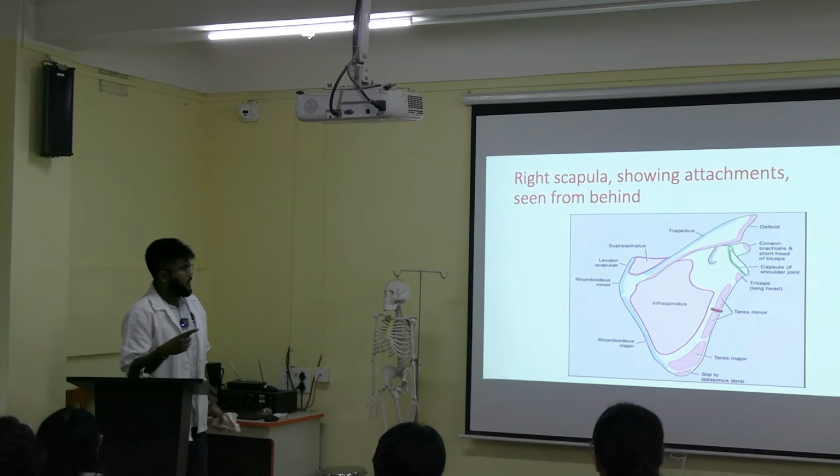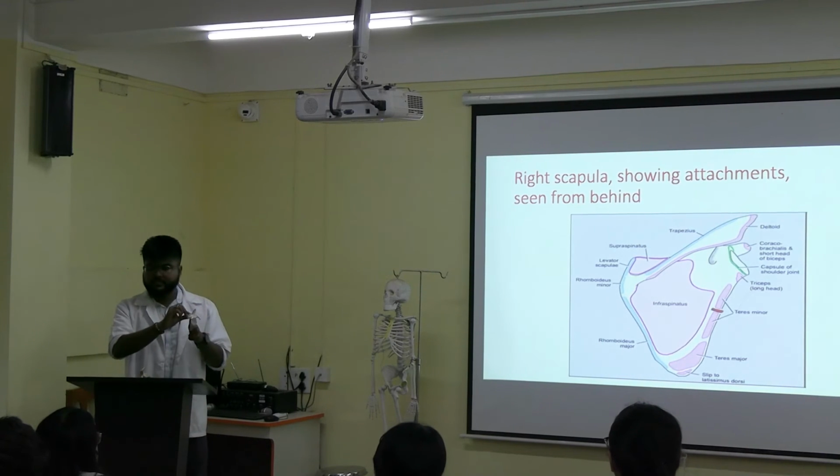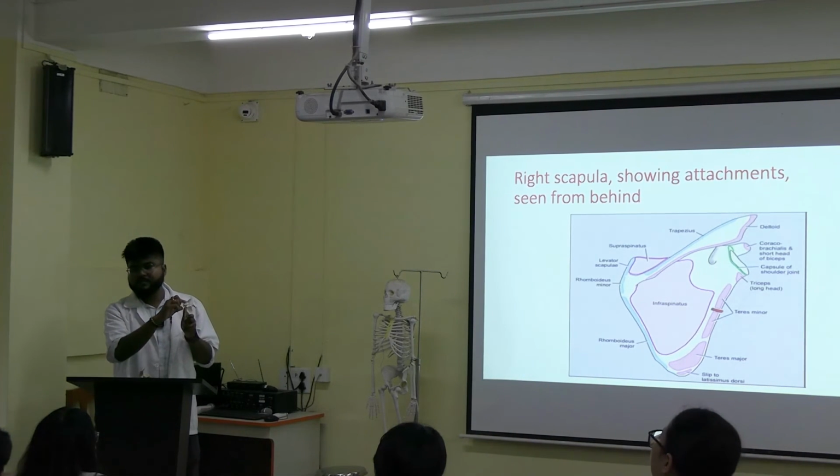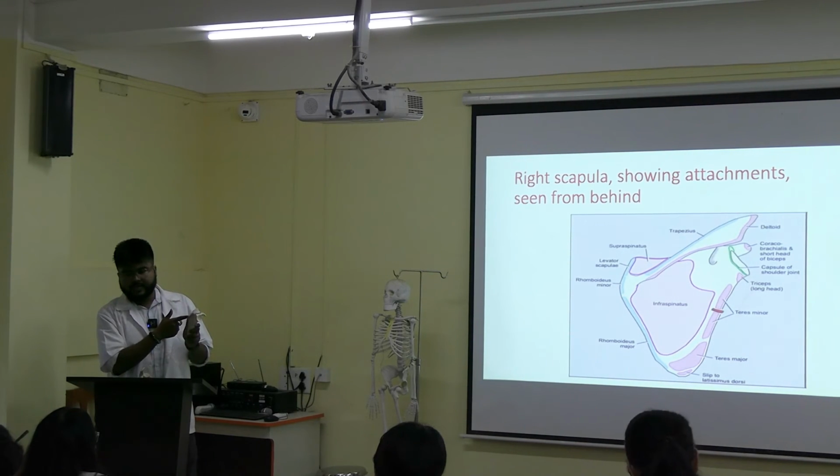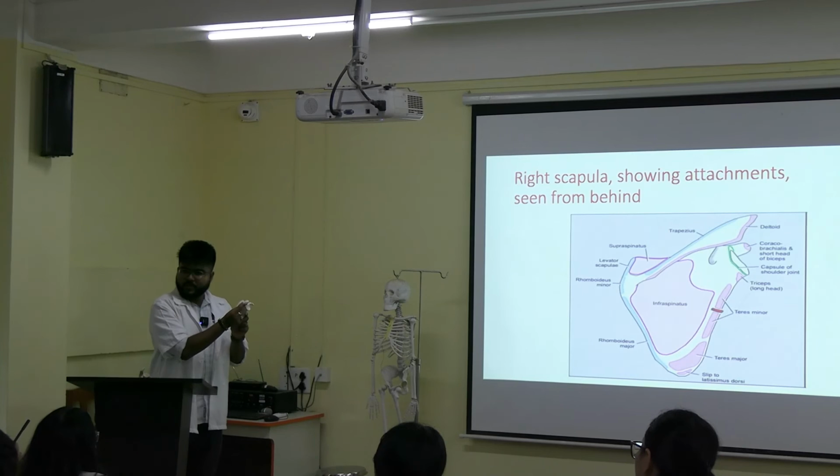And one more thing, this is your spinous process. On the upper lip of the spinous process, your trapezius muscle is attached, and on the lower lip, the deltoid muscle is attached, along with your acromion process also.